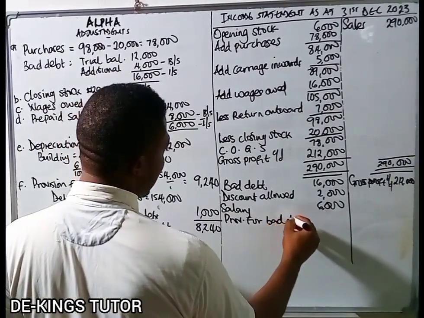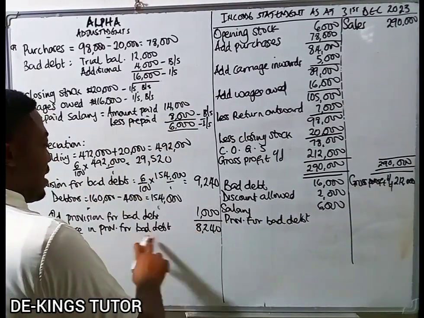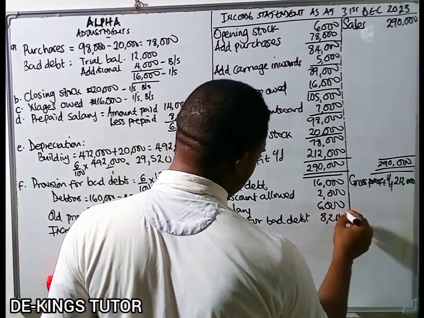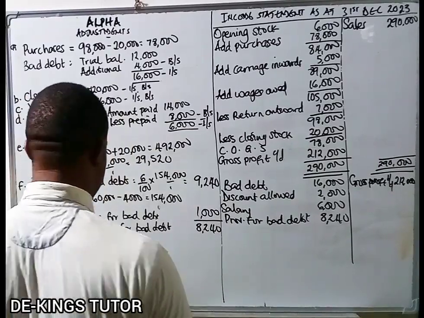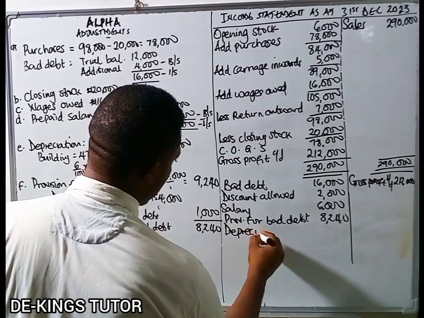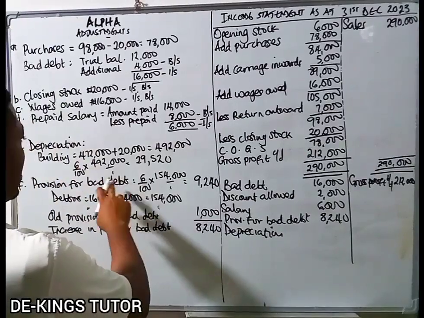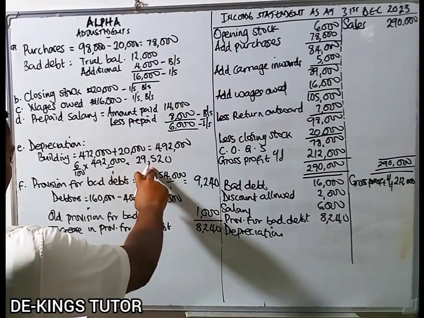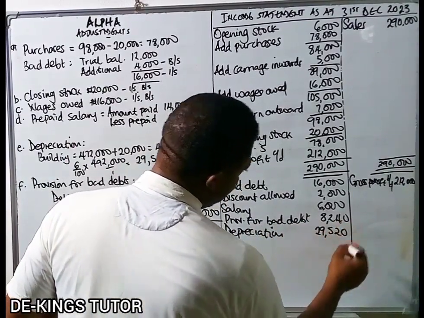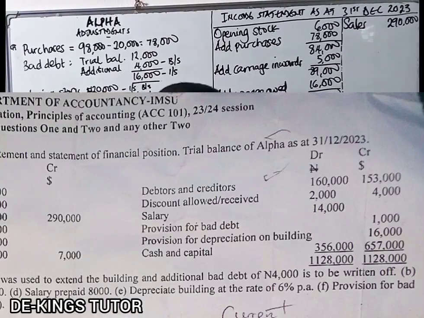The next one is provision for bad debt. We are not writing the one in the trial balance because we did an adjustment. Look at the adjustment. There's an increase, so that's why it's an expense. So it becomes 8,240. Now the next one we have is depreciation. What's the depreciation value? Look at depreciation here: 29,520. So we now have 29,520.